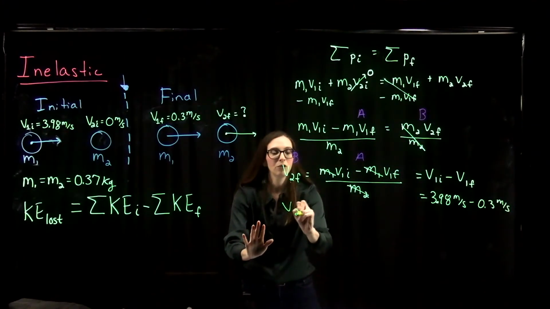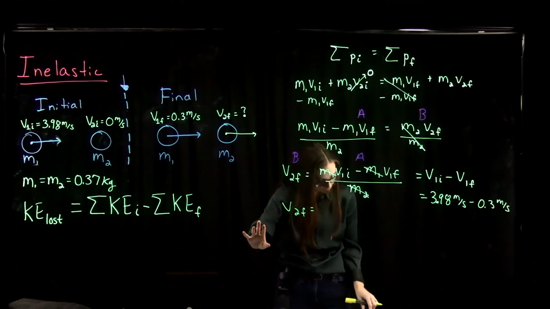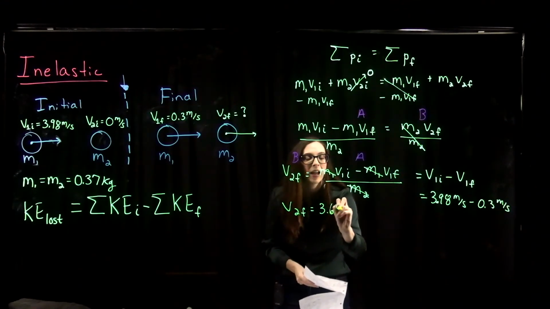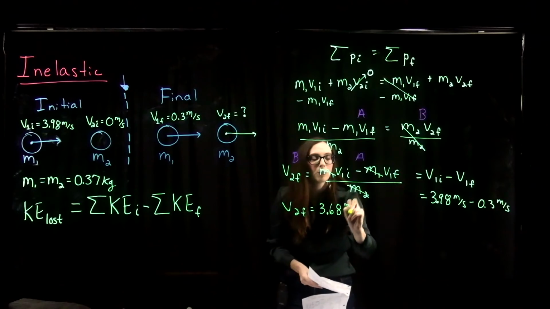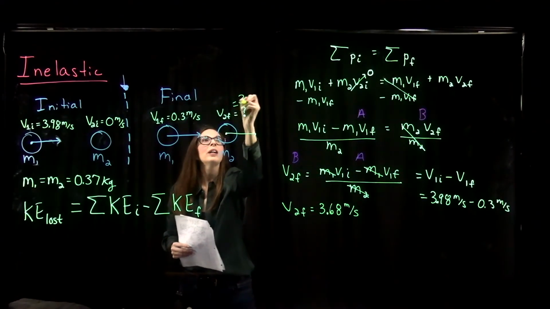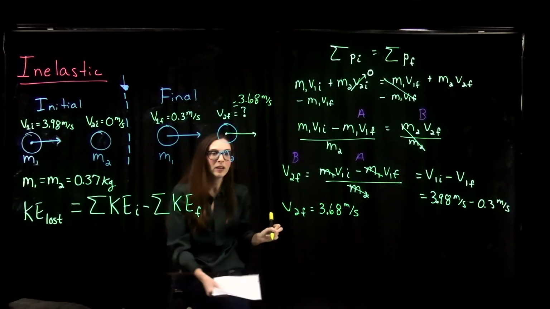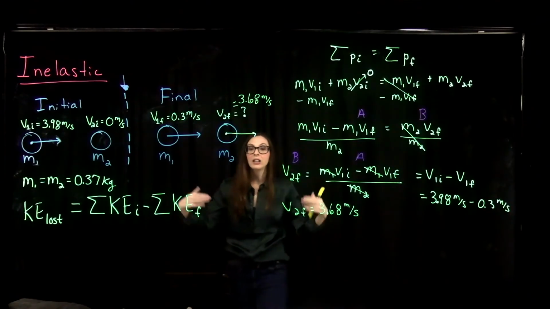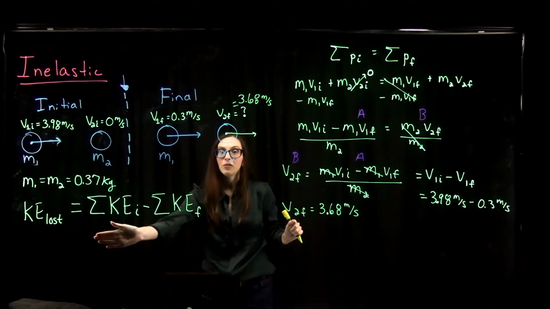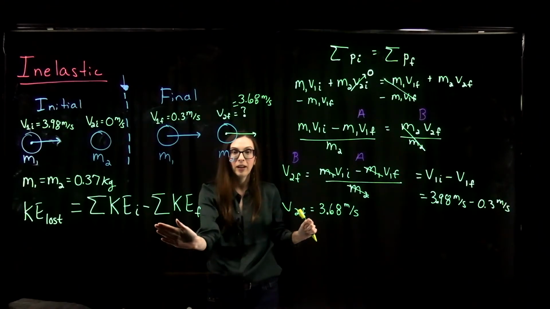So V2 final equals 3.98 minus 0.3, which is 3.68 meters per second. So we found V2 final equals 3.68 meters per second. All right, now I can use that in order to find the difference between the total initial kinetic energy and the total final kinetic energy.